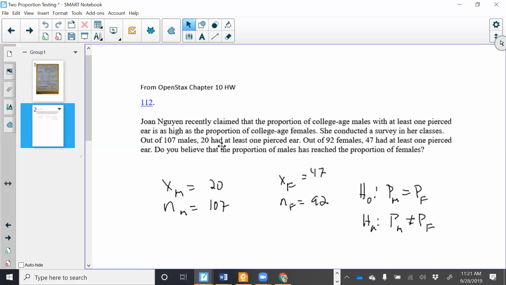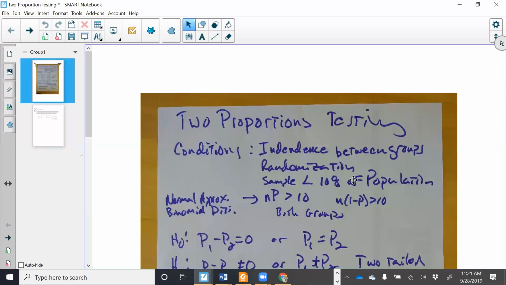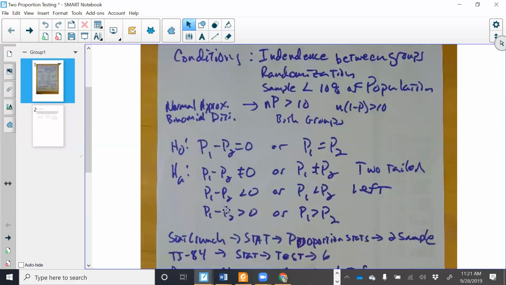The question is whether the proportion of college-age males who have an ear pierced is as high as the proportion of college females. I was looking at that and thinking, do I really want a one-tailed test, or do I want to use a two-tailed test? Because they aren't really telling me direction. You could argue this is asking, are males less than females? In that case, it would be a left-tailed test. I'm thinking I want to go with a two-tailed test, just because I haven't run a two-tailed test with you folks. I think it would be just as appropriate to use a left-tailed test here.